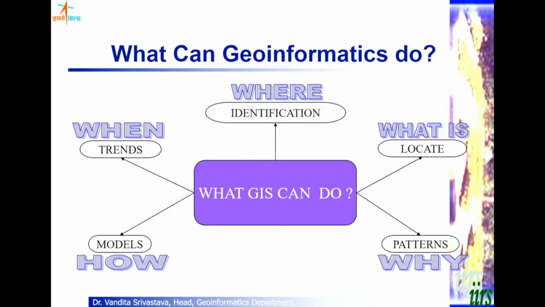And then the question of how, like if fire has ignited at a particular point, how it is going to spread in space and in time. If there is some air polluting industry, how the pollution is going to spread in air, and which are all the areas that it will affect. So these are the kinds of questions that we can answer with the help of GIS.